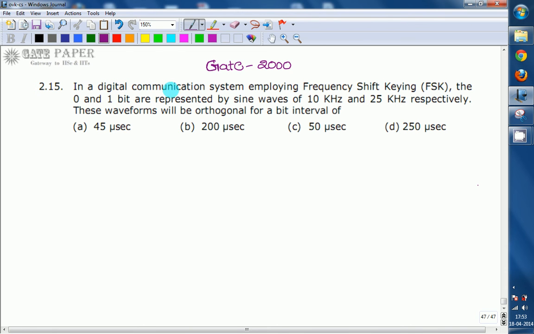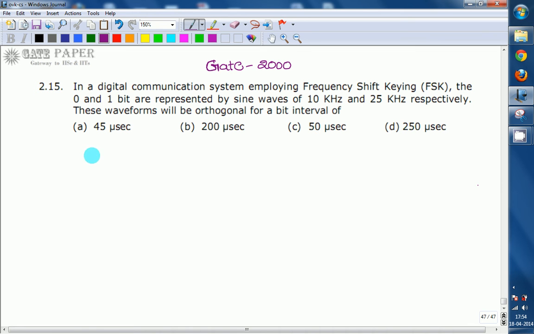In a digital communication system employing frequency shift keying, FSK, the 0 and 1 bits are represented by sine waves of 10 kHz and 25 kHz respectively. These waveforms will be orthogonal for a bit interval of: the given options are 45 microseconds, 200 microseconds, 50 microseconds and 250 microseconds.